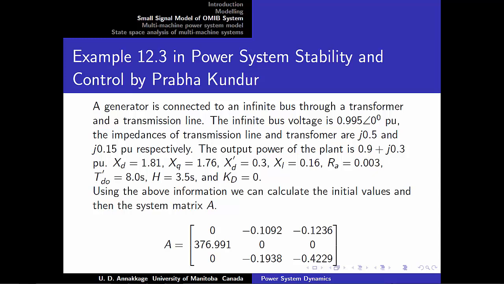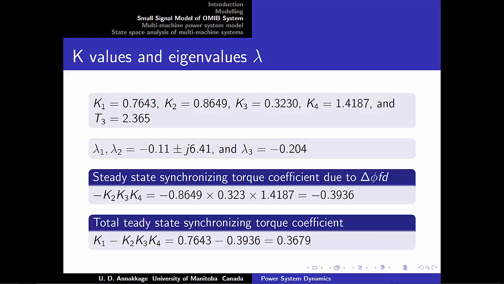Now we can use the equations that we derived in the previous slides to calculate K values and T3. Then we can compute the eigenvalues of the system matrix A. We will get a negative real value and a pair of complex conjugate eigenvalues. The real eigenvalue is negative and the real part of the complex conjugate pair is also negative. Therefore, we conclude that the system is stable, and if we disturb the system from its equilibrium, it will undergo damped oscillations, and the frequency of these oscillations will be 6.41 radians per second.